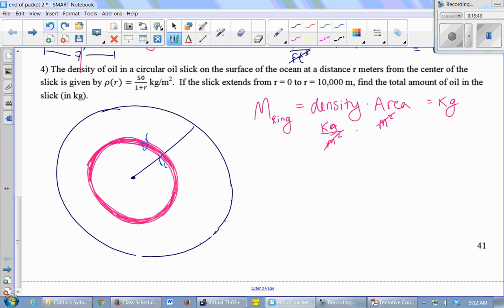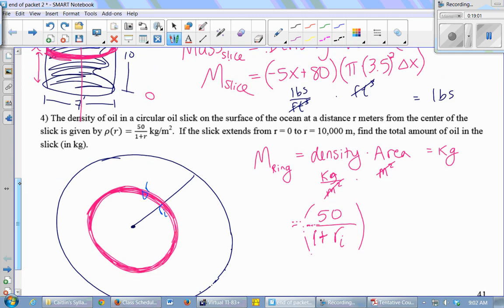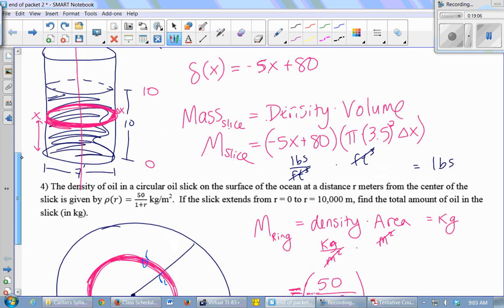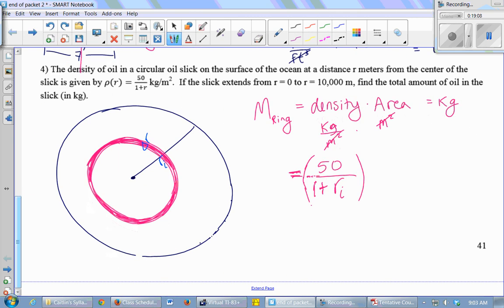Okay, so my density at this particular radius, at some random R sub i, is going to be 50 over 1 plus R sub i. So there's my density. And then the trickier part of this problem is figuring out the area of that ring that has some small thickness. Right? I need to figure out the area of that ring. Any ideas?